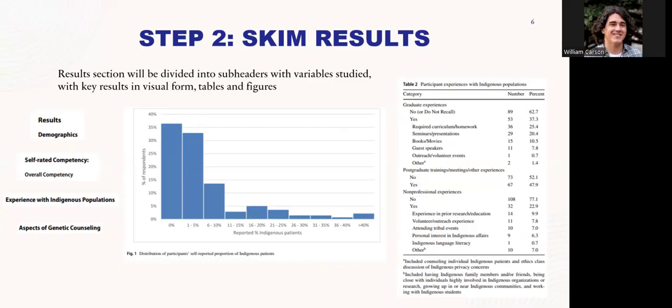Don't read about the methods yet. Don't read about any of that yet because you just want to know what did the authors think was worth reporting on. You don't really care how they found it out yet. You just want to see what they thought it was.